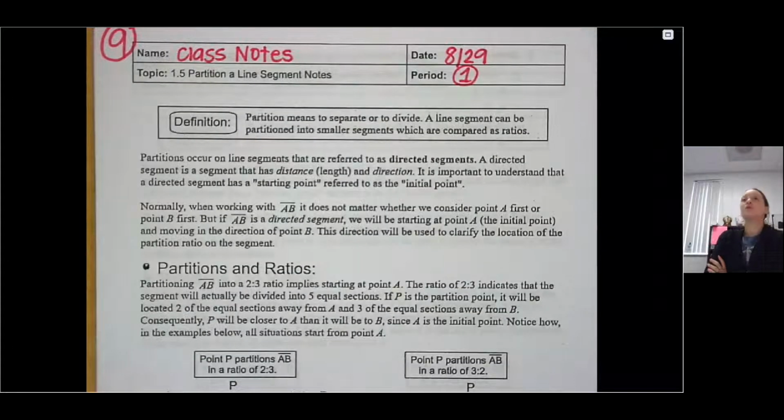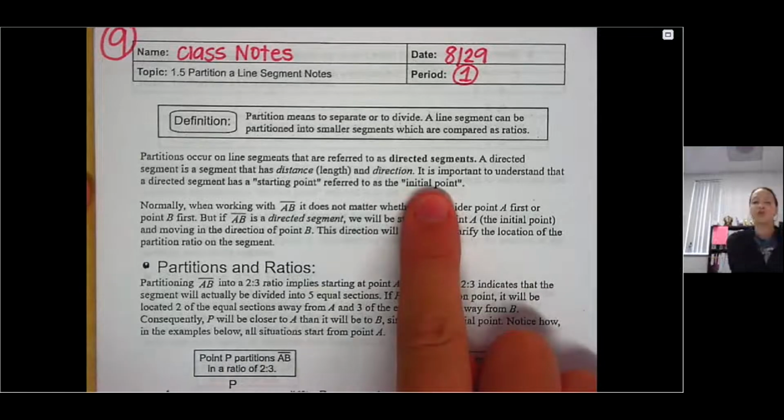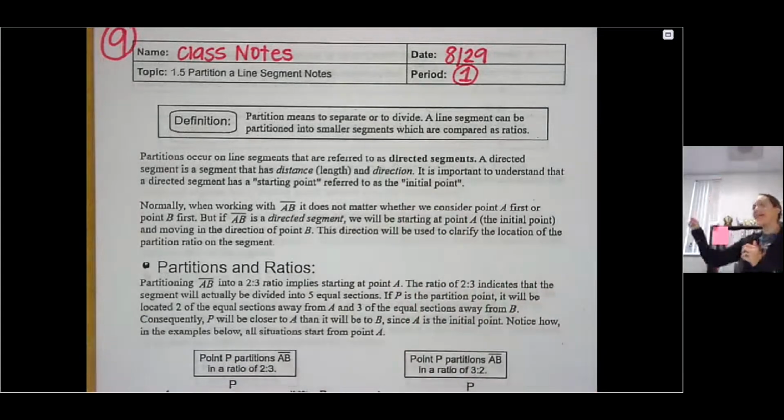Thank you. So we've been talking about lines and segments, right? A segment has a starting point and an ending point, and a line would go on forever and ever. So today we're talking just about a segment. There's going to be a starting point, which is called your initial point, and then you've got an ending point as well.